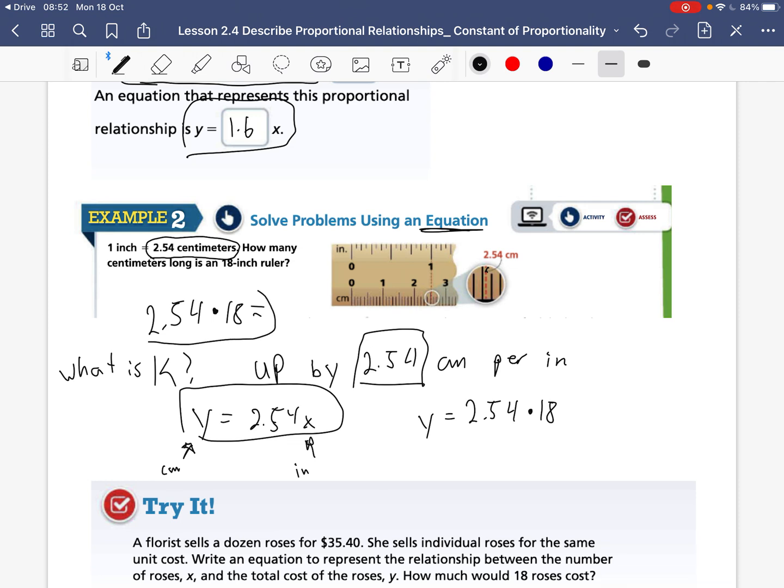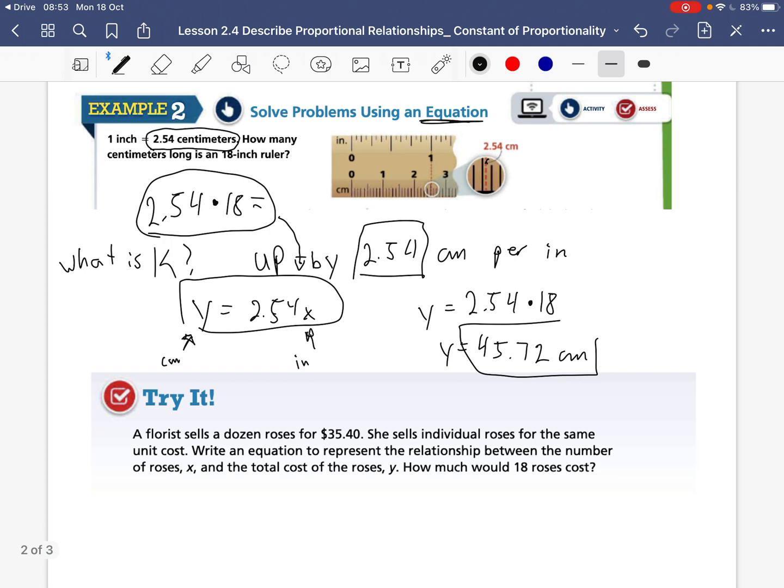And look, that is what we had here with intuition. We knew that we just multiplied the two, but we're trying to make that connection with direct variation, okay? So when you multiply the two out, you will get y equals 45.72 centimeters.